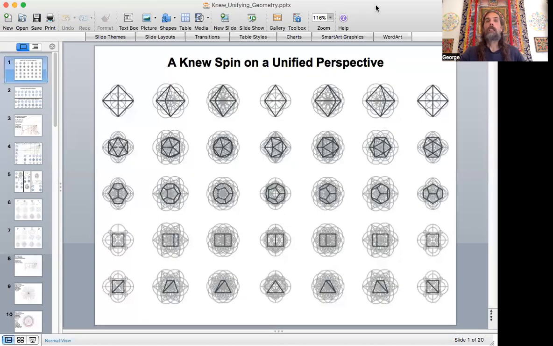Okay, so I'm going to share my screen here and go to the presentation. So let me open that up for you. And so this is one of the drawings that I worked on over the past month or so. And it's a new spin on a unified perspective. And this is all platonic solids here from a bunch of different views, basically.